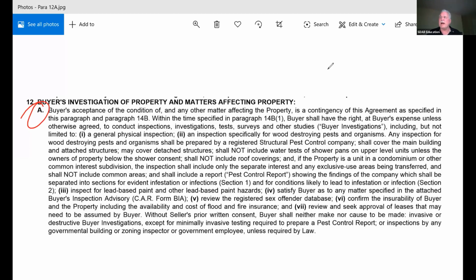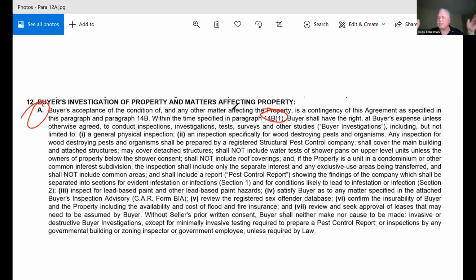Within the time specified in paragraph 14B1, the buyer shall have the right at the buyer's expense. Remember, it is the buyer's obligation to investigate the property, not the seller's. The buyer investigates. The seller discloses what they knew or should have known. The buyer investigates, and the agent does a reasonably competent, diligent visual inspection. Those are 3 separate obligations by 3 separate entities in the real estate transaction. Buyer has the right at the buyer's expense, which includes wood destroying pests. But we're going to get to that.